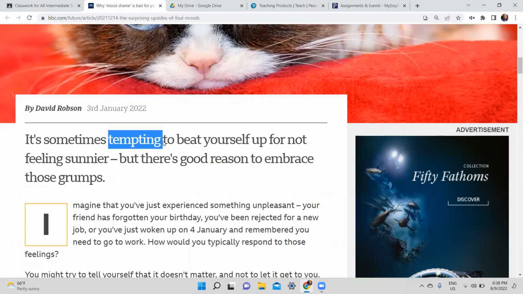All right, it means you really want to do it, but perhaps it's not okay, and you don't know if you're going to do it or not because even though you want to do it, you have the desire to do that, you know that it's not correct for something else. All right, so what do you say? What example can you give me with the adjective tempting?